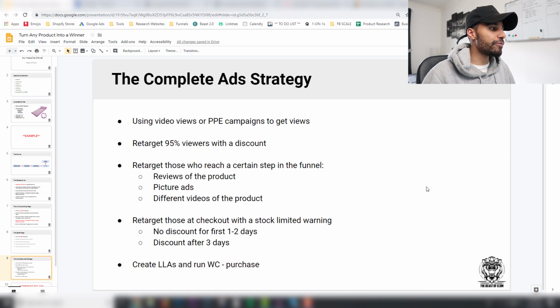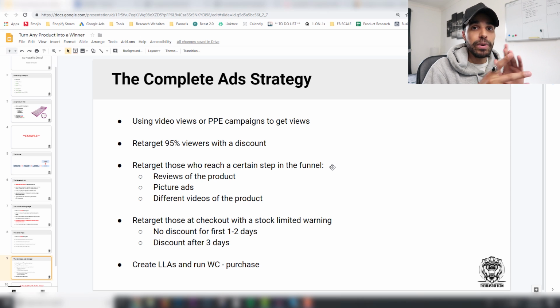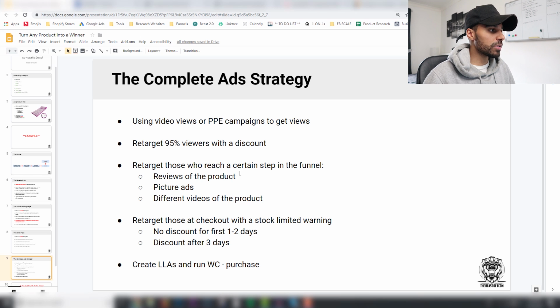Another thing you can do is obviously retarget those who have reached a certain step in the funnel. This is a 4-stage funnel. So the advert, the article landing page, the sales pitch page, and then the checkout, right? So depending on where people have not got to, we can then retarget those people with reviews of the actual product, picture ads, different videos of the products with it being in use.